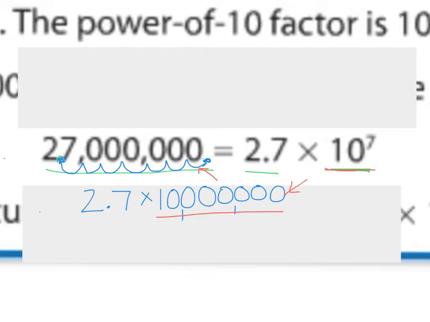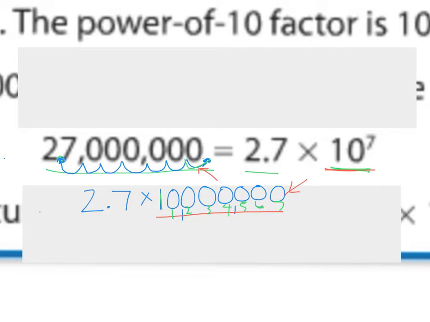Well, you can count the zeros. I see 1, 2, 3, 4, 5, 6, 7. 10 to the 7th power is a number with 7 zeros. So I just had the 1, and then I wrote 7 zeros, and I know that 10 to the 7th power is 10 million because I added all those zeros.